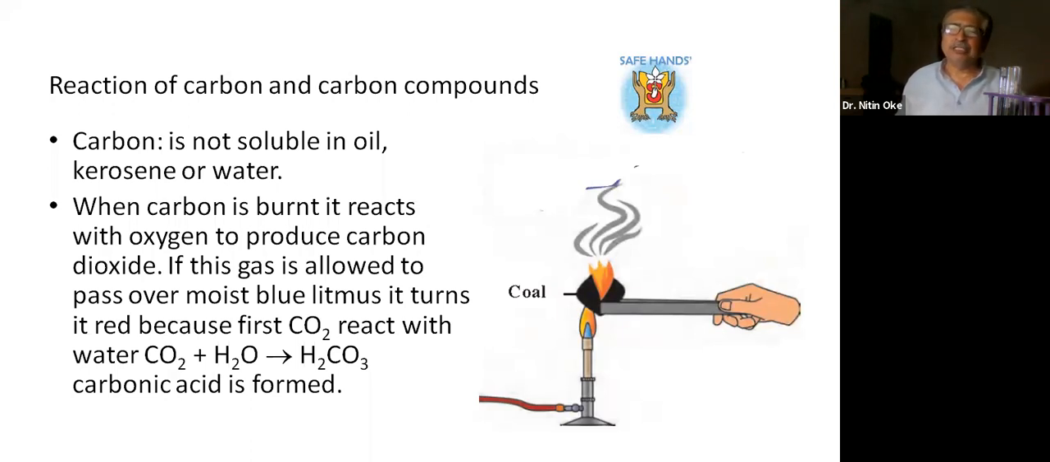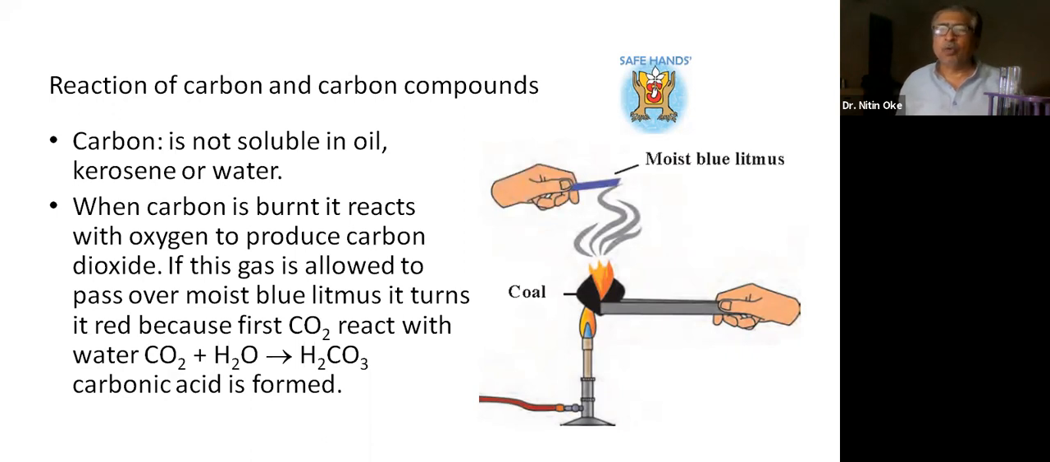On what basis are you saying so, sir? Well, I will take the litmus paper. It's a moist blue litmus paper. And now within very few movements, it will turn red. And this indicates that it is reacting with H2CO3, known as carbonic acid.